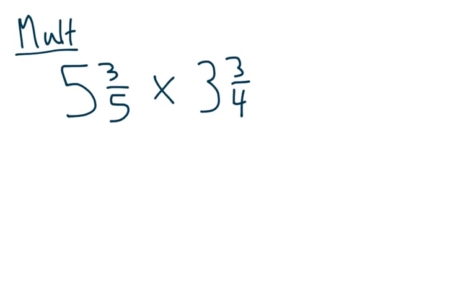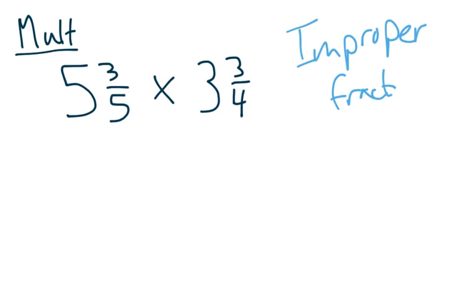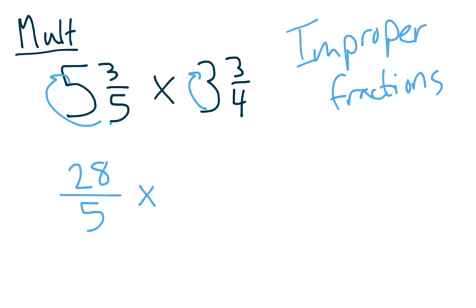What we have to do is make improper fractions. So let me write that. Improper fractions. Super duper important. That is the first step. So we'll do our little C trick for both of these. 5 times 5 is 25. Plus 3 is 28 over 5. Times, and now 4 times 3 is 12. Plus 3 is 15 over 4.